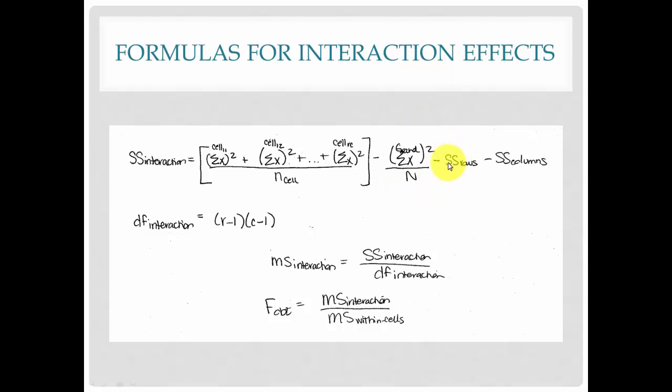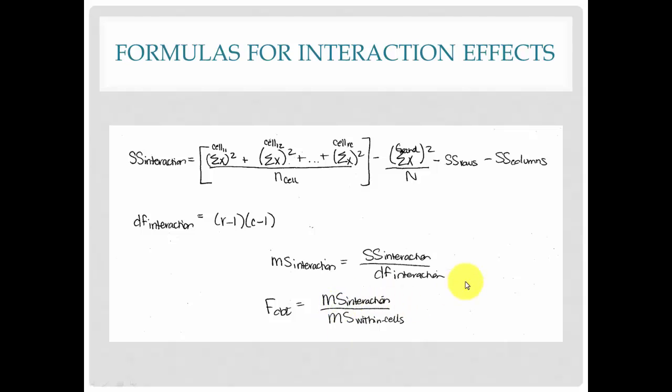So you're going to also subtract the sums of square rows and the sums of square columns that you've just calculated. So basically it's everything that's left over after the rows and the columns is going to be your sums of squares interaction. The degrees of freedom, if you recall, is the number of rows minus 1 times the number of columns minus 1. And so we calculate the mean squares of the interaction by taking sums of squares interaction divided by degrees of freedom, and then get our F obtained by our mean squares interaction, which is our final between groups variable, and divide that by MS within.